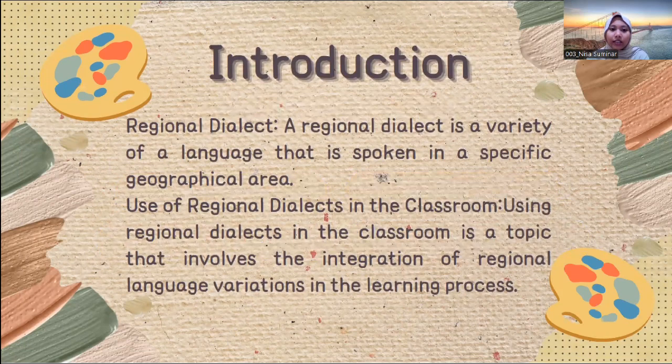Introduction of Regional Dialect. A regional dialect is a variety of a language that is spoken in a specific geographical area. It encompasses unique vocabulary, pronunciation, and grammatical structure that distinguish it from other dialects of the same language. For example, the Japanese language has several regional dialects, such as Standard Japanese, East Japanese, and Banyumasan, each with distinct linguistic features.